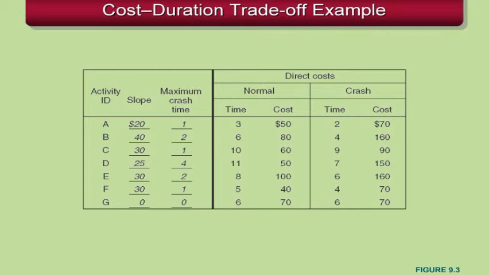We're given the cost duration graph, if you will, the normal and the crash points for these 7 activities. We're also given the slope, which represents the cost per day, and given the maximum number of days we can crash or reduce each particular activity. Those are shown in the first 2 columns of the table.